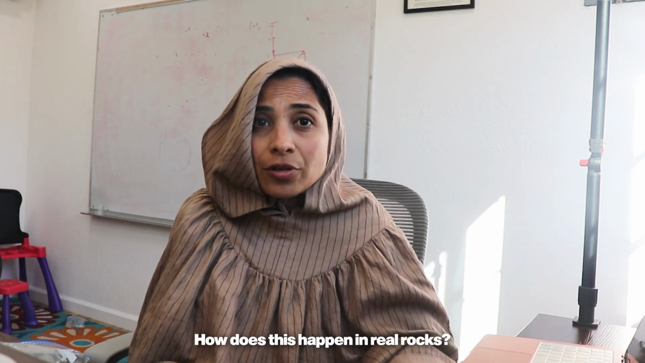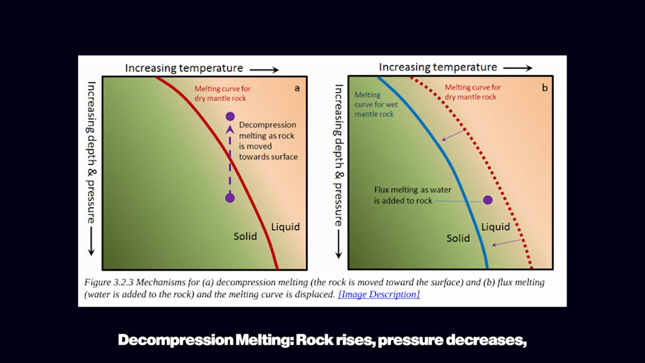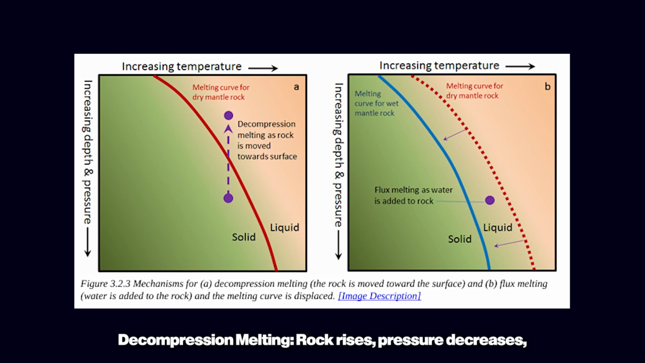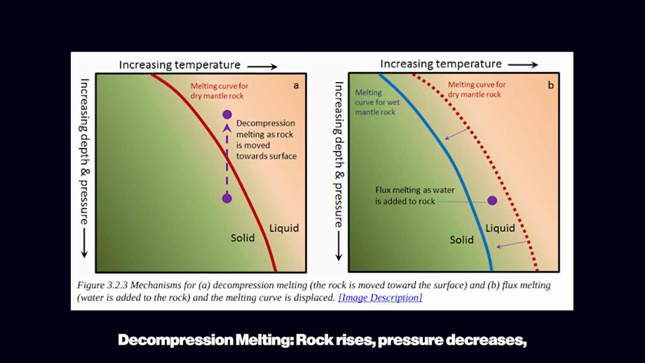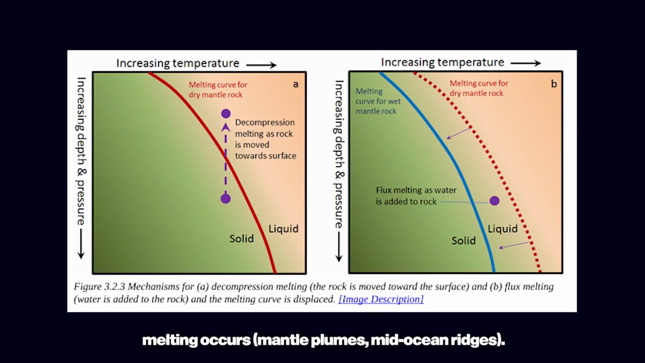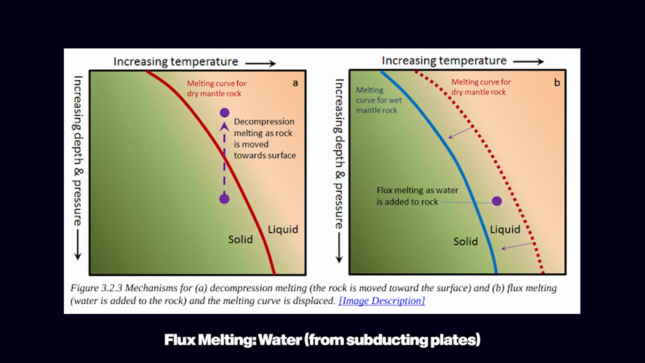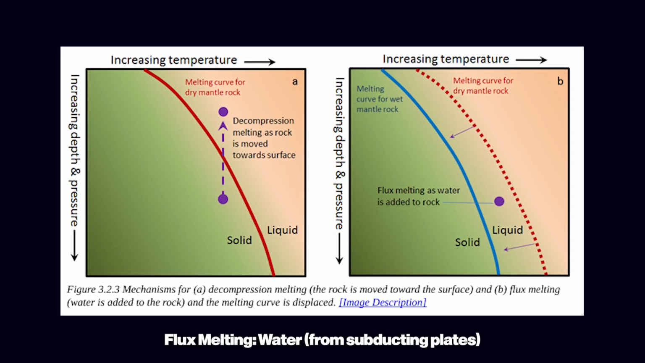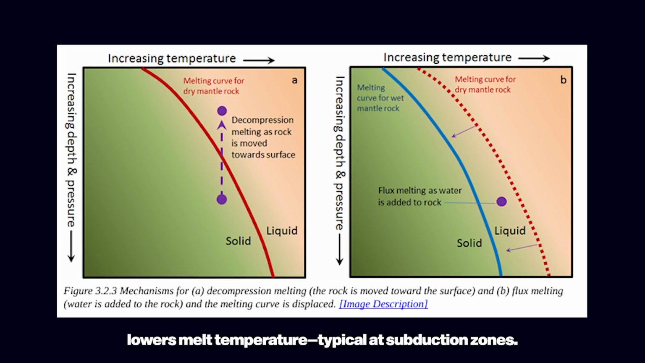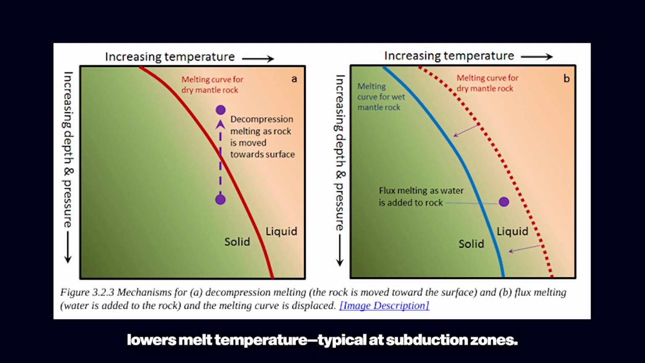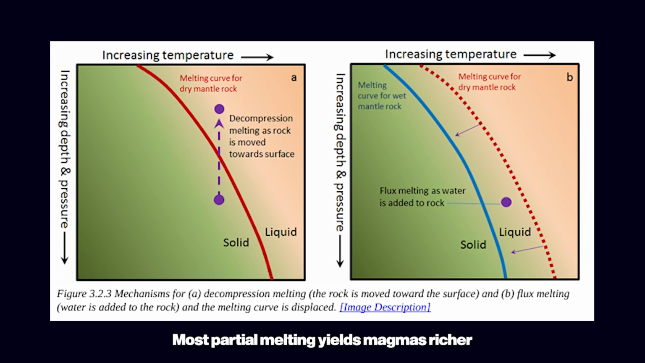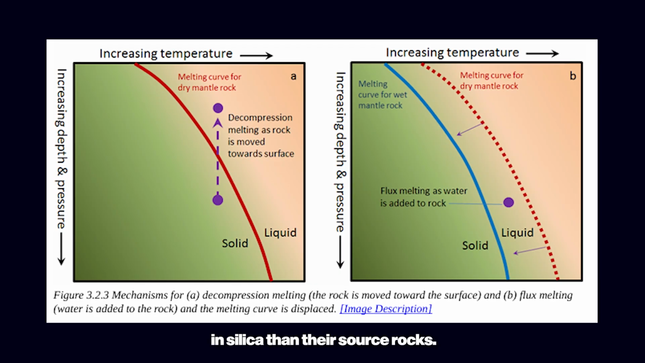How does this happen in real rocks? Decompression melting: rock rises, pressure decreases, melting occurs. Mantle plumes, mid-ocean ridges. Flux melting: water from subducting plates lowers the melting temperature, typically at subduction zones. Most partial melting yields magmas richer in silica than their source rocks.